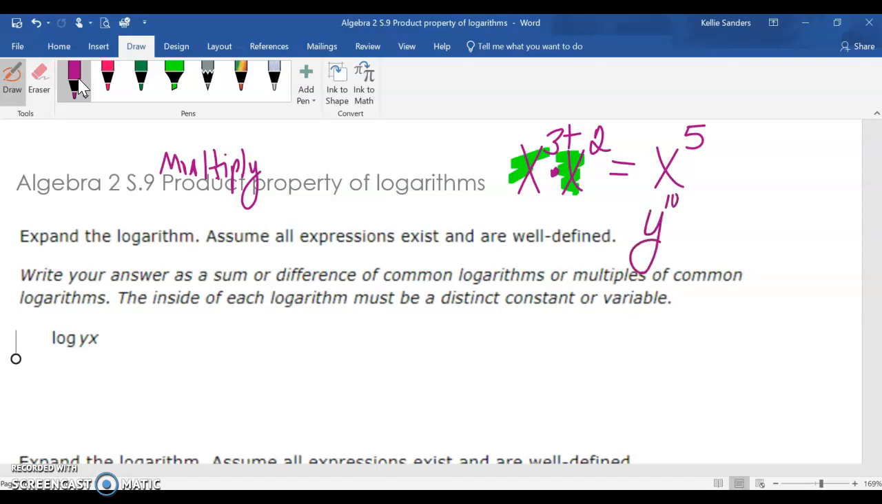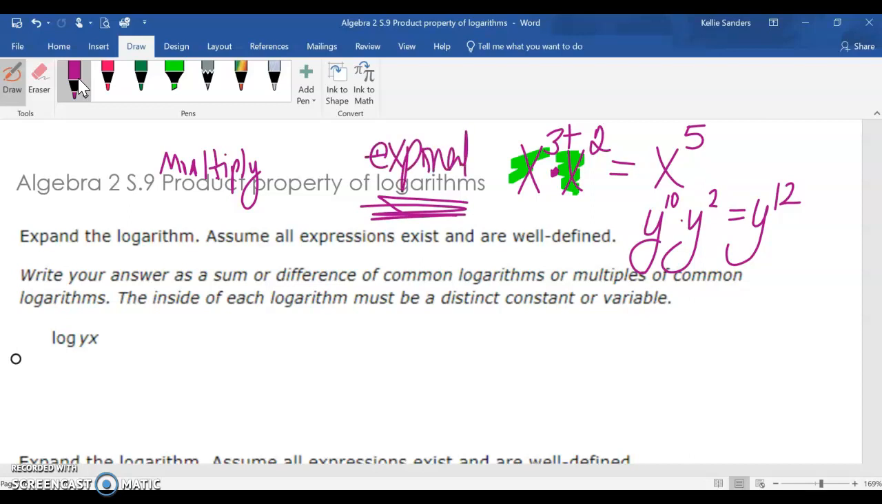So y to the 10th times y to the second equals not y to the 20th, but y to the 12th. Okay? And what's another word for logarithm? Exponent, right? So we are going to be rewriting these logarithms using the product property.